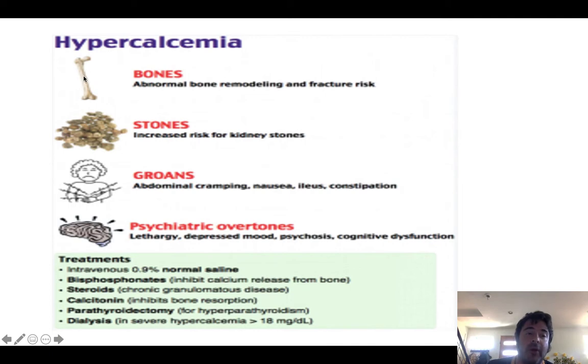So if parathyroid hormone is constantly activating osteoclasts, it's going to weaken the bone and make it more prone to fracture. If you have elevated calcium that's constantly being filtered into the networks in your kidney, calcium has this tendency to form stones, so you can form kidney stones, which are really painful and super unpleasant.